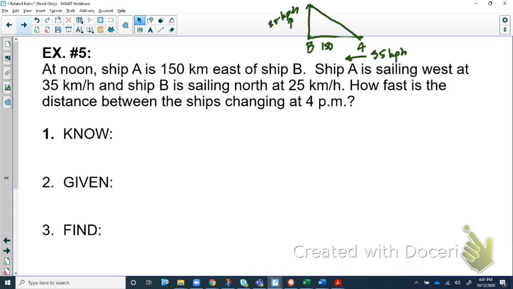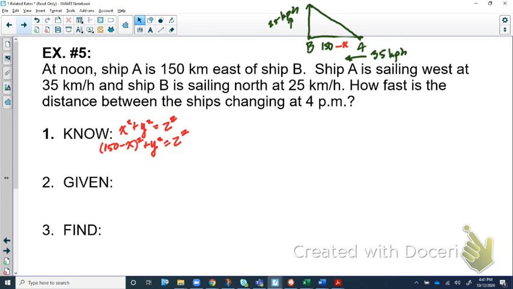All right, so what do we know? Again, we are working with the Pythagorean theorem. x squared plus y squared is equal to z squared. In this case, we definitely don't know what z is, unlike the last example. As ship A travels to the left or west, that distance is decreasing, so I have to subtract x there. So I can substitute that expression: 150 minus x squared plus y squared equals z squared.